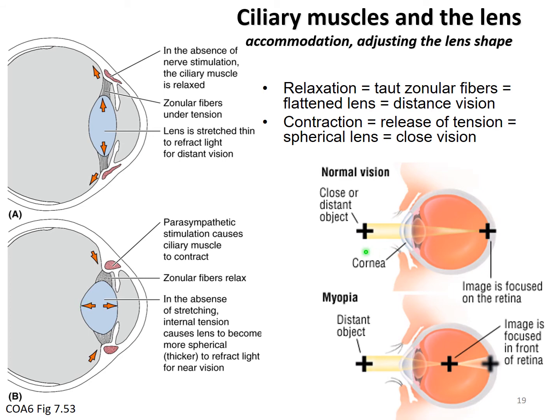Here, in normal vision, you can see here's a close or distant object. The change of the shape of the lens is supposed to be able to help you create a perfectly focused image on the retina. On the other hand, in myopia, a distant object, the image will be formed in front of the retina.